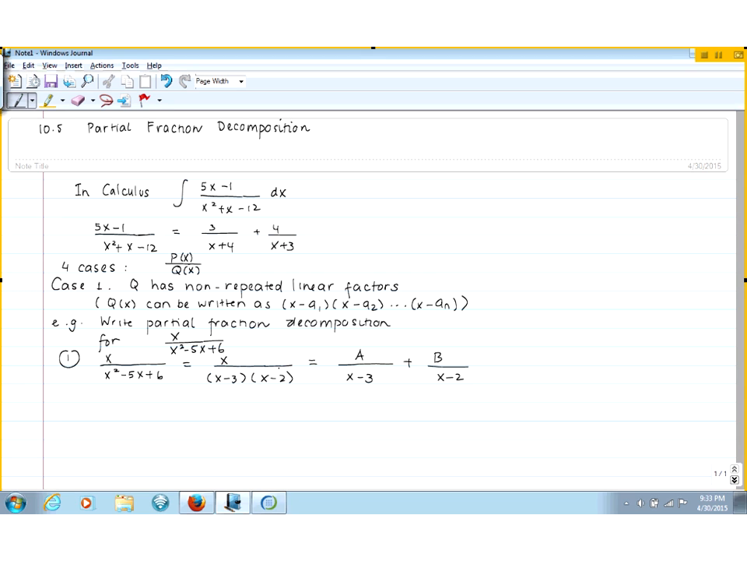Now there are two methods. What we do here first is cancel the common denominator. So we will multiply by the LCD. Let me write it again.